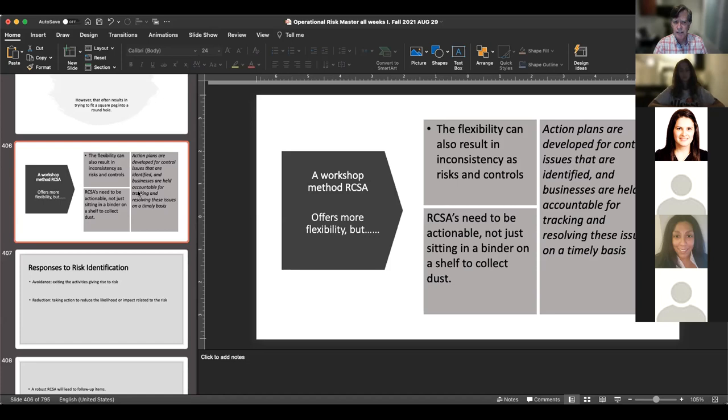I've done RCSAs many times, and I've taken them to the business manager. And half the time, the business manager has taken it and put it on a shelf. They didn't even ask to go through it with me. Other times, I go through every page. I go through every word. And a business manager will make changes depending on what they discover that's actionable.